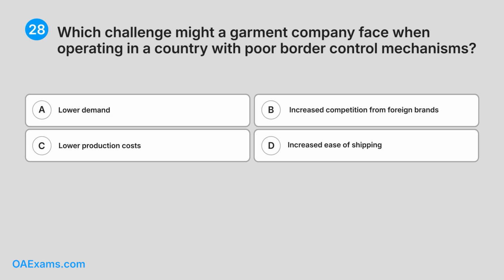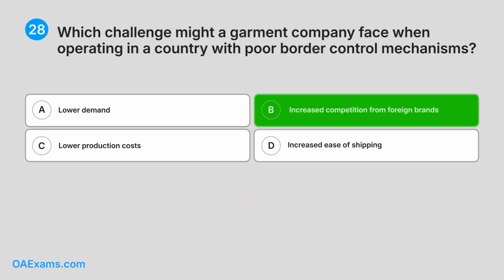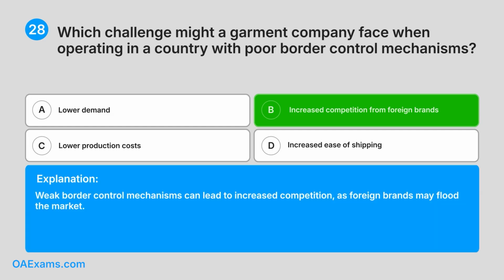Correct answer: B. Increased competition from foreign brands. Explanation: Weak border control mechanisms can lead to increased competition, as foreign brands may flood the market.